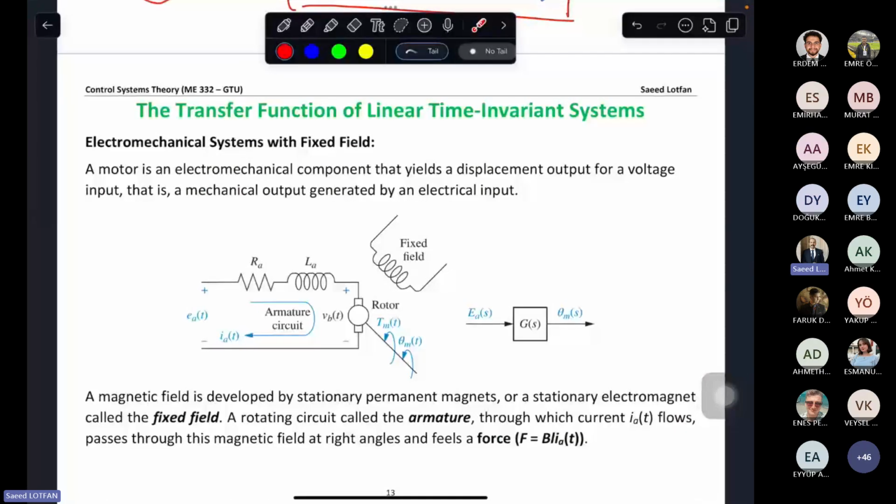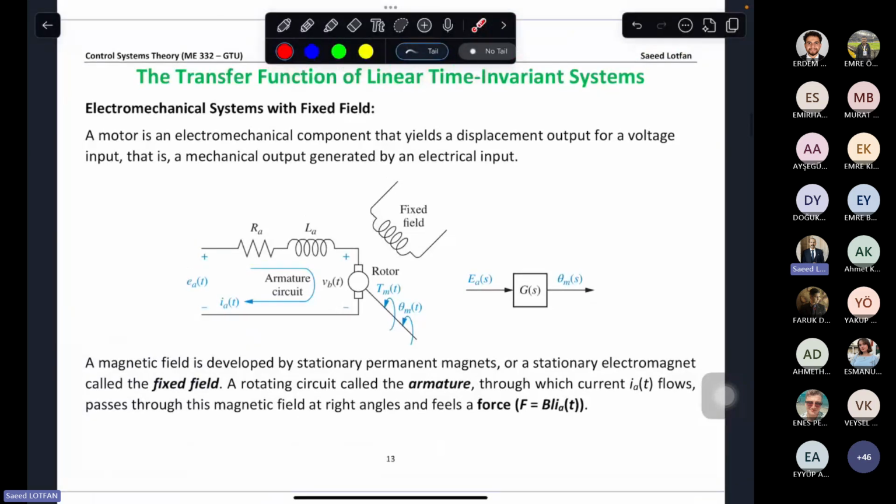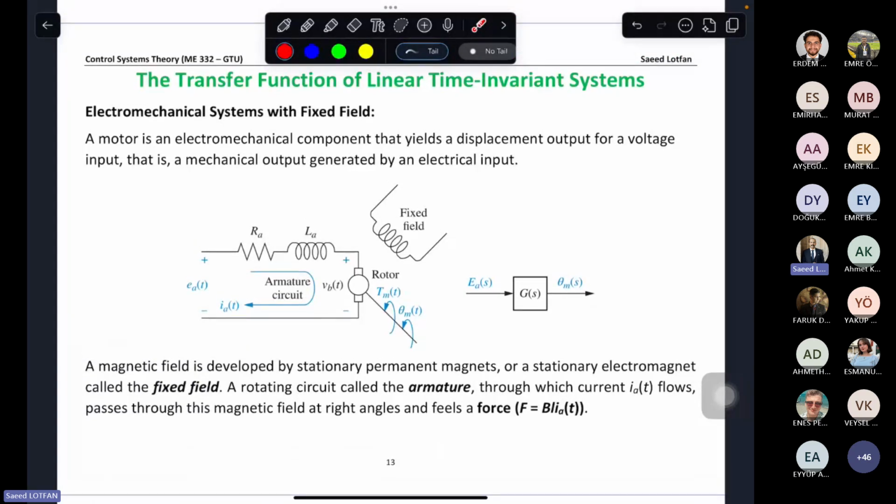Okay, let's start this part regarding the electromechanical systems. The first simple model is the fixed field system. We have this rotor part that is trying to give us the output displacement or rotation theta m, with the torque coming out as Tm.